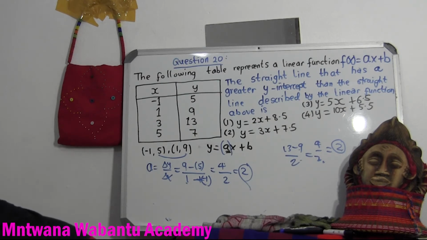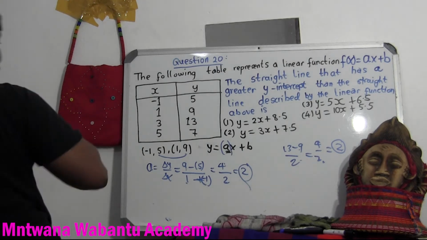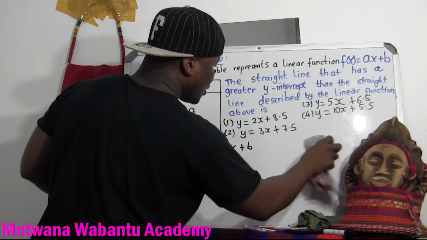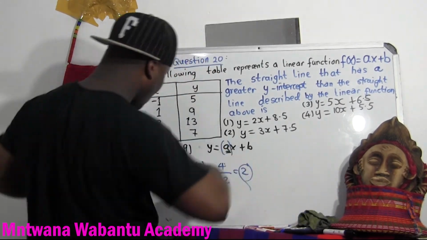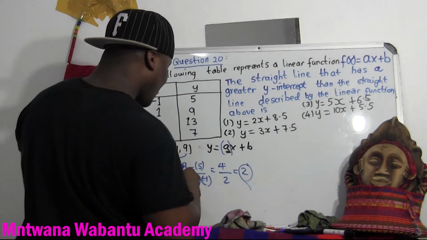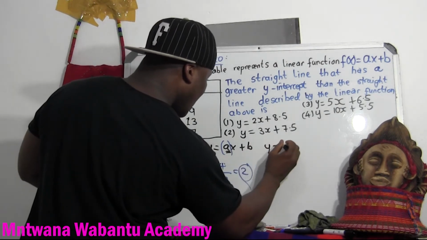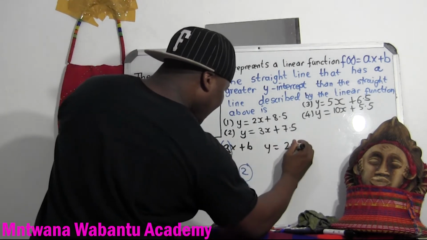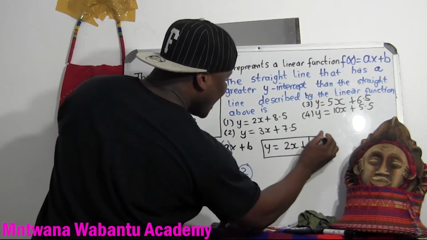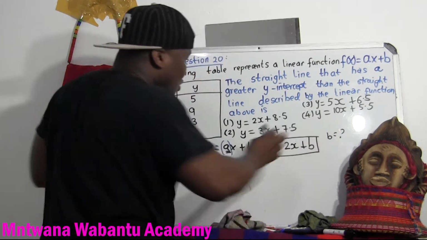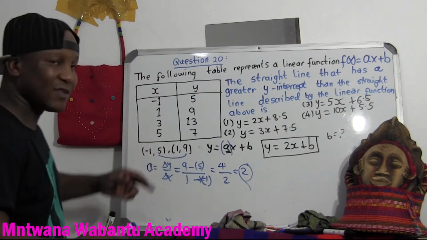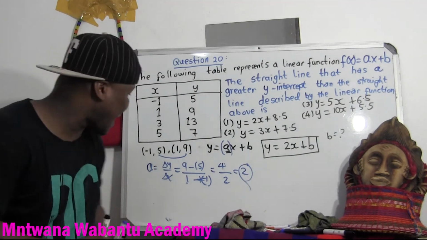I'm sweating a lot, just wiping. Now, let's continue. I don't need this, I was just showing you. You can take any of these coordinates. So our slope equals 2, which means the value of a equals 2. So we can plug in here: y equals 2x plus b. Now we need to find the value of b. b is the y-intercept. So how are we going to get b? You can take any of these two coordinates. It doesn't matter which.